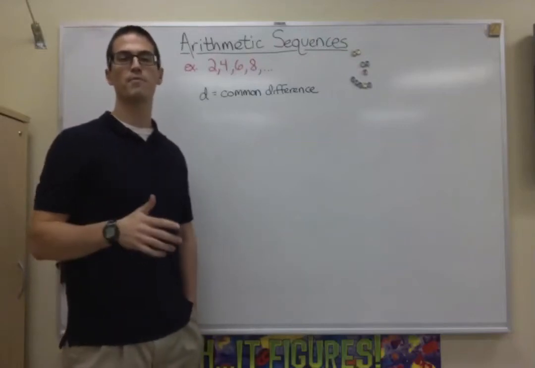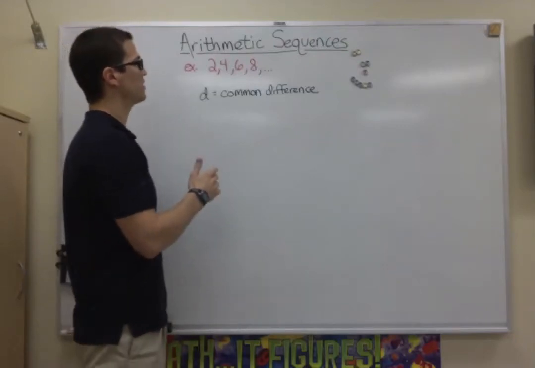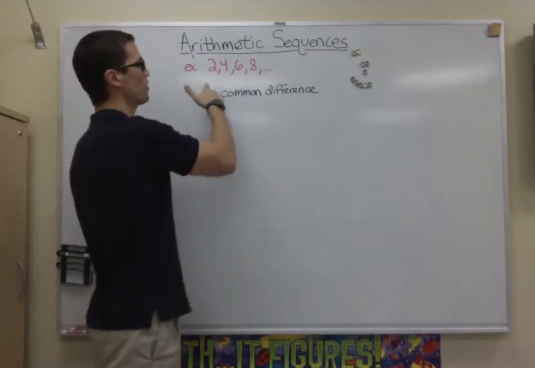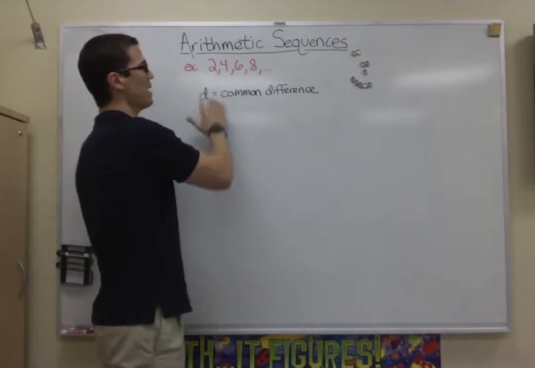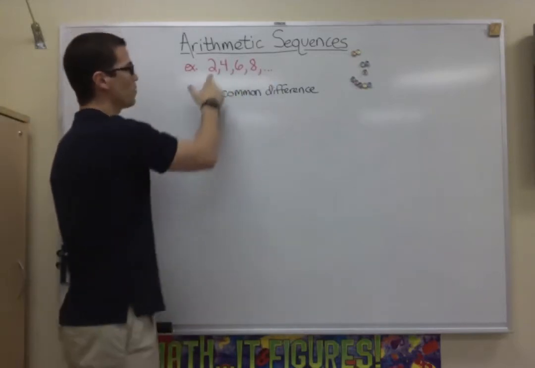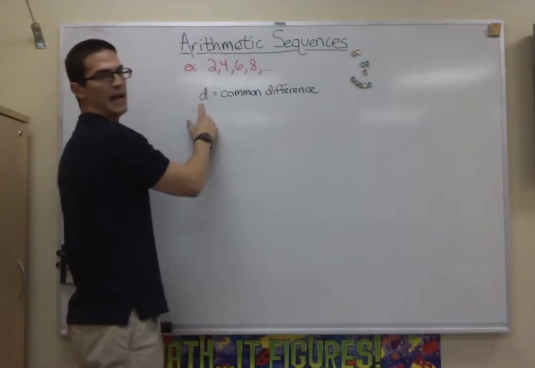So we're going to talk about arithmetic sequences, and what this means is when you have a sequence and it follows a certain order based on addition, there's a certain common difference between each of the numbers in the sequence. And we're going to show this common difference as D.